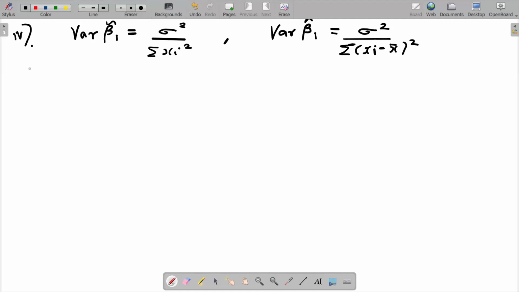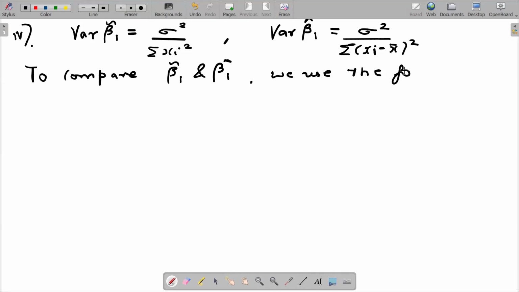Okay, now to compare beta 1 tilde and beta 1 hat, we use the formula for mean square error. We basically compare the mean square error of beta 1 tilde and beta 1 hat. So what is the formula for mean square error? Again, I've done this in my lectures on linear regression.